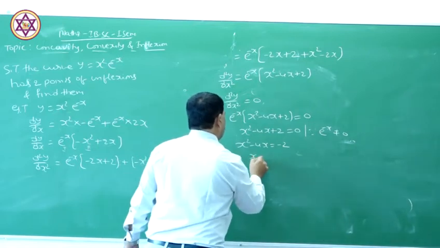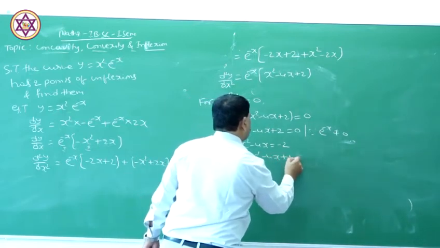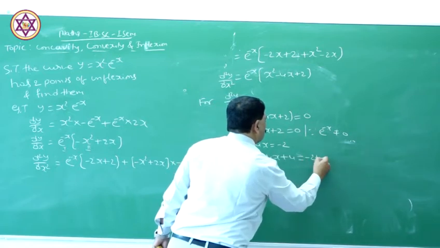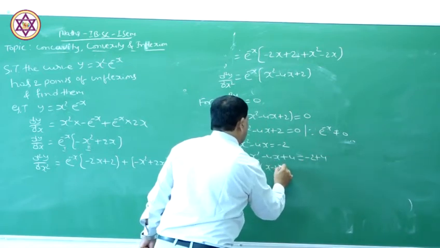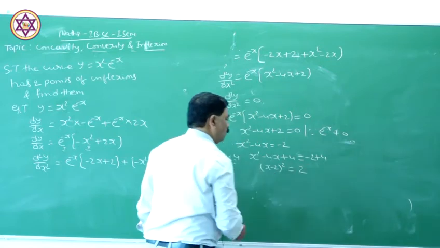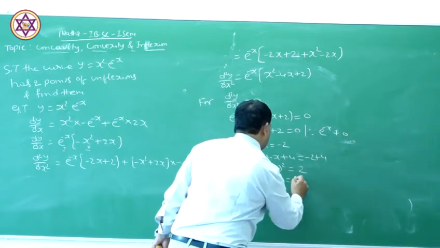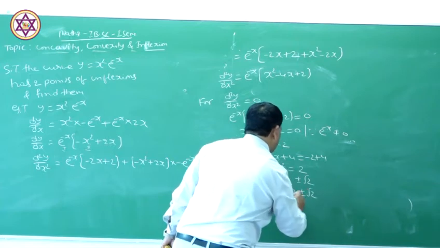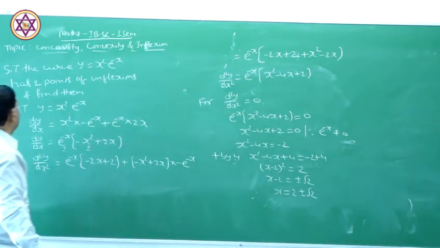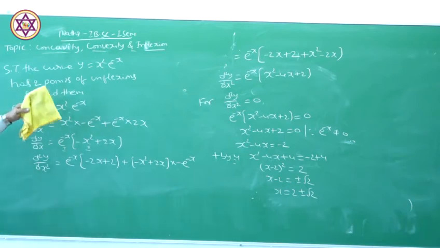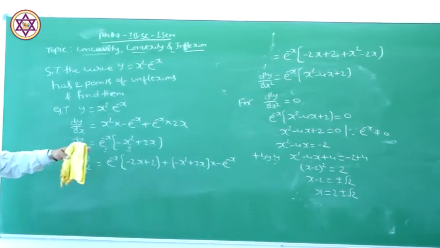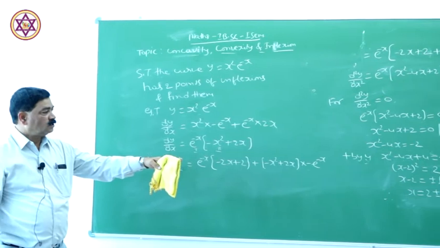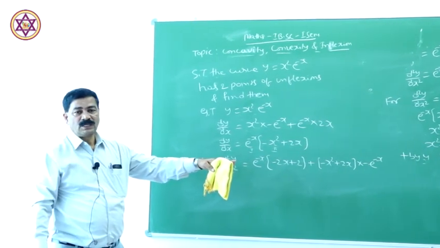Add 4: x squared minus 4x plus 4 is equal to minus 2 plus 4. This becomes x minus 2 whole square is equal to 2. Therefore x minus 2 is equal to plus or minus root 2. x is equal to 2 plus or minus root 2. Therefore, the given curve has 2 points of inflection because there are 2 values for x. One is 2 plus root 2, other one is 2 minus root 2.